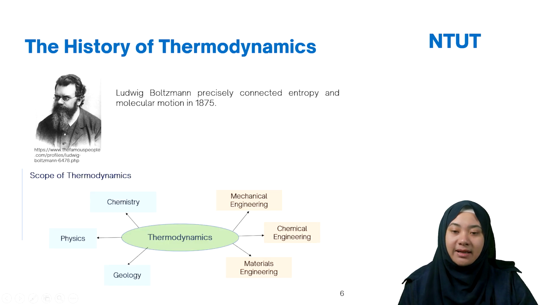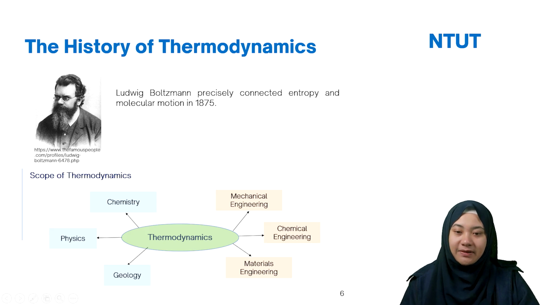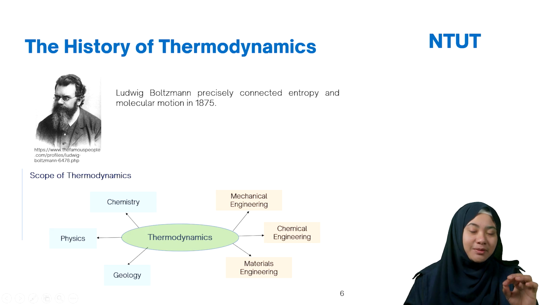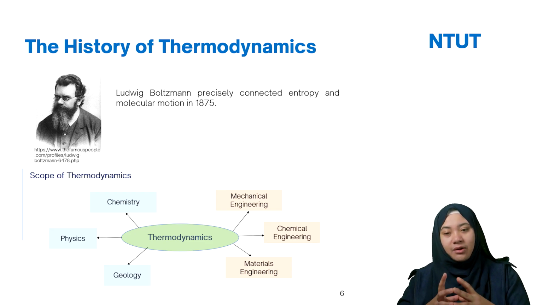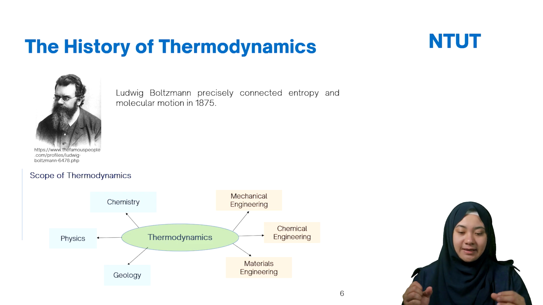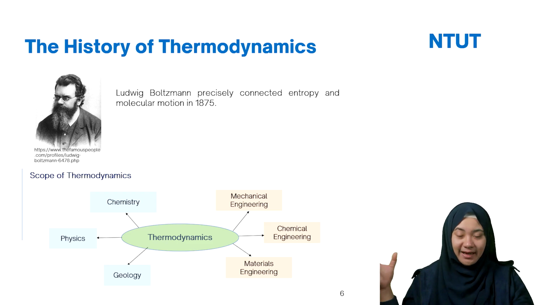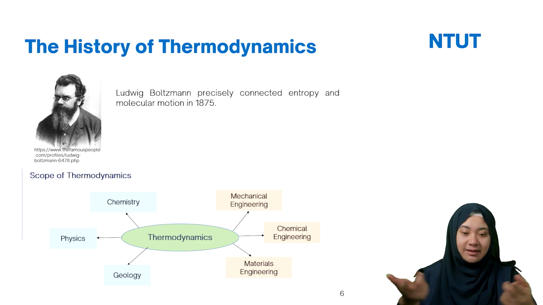Then we have Ludwig Boltzmann, who connected entropy and molecular motion, in 1875. I believe you learned about Boltzmann perhaps in senior high school. So how do we connect entropy and molecular motion? To be honest, if you think about molecules, they have their own velocity. For example, I have two molecules and this molecule is moving, even like in the surroundings of us.